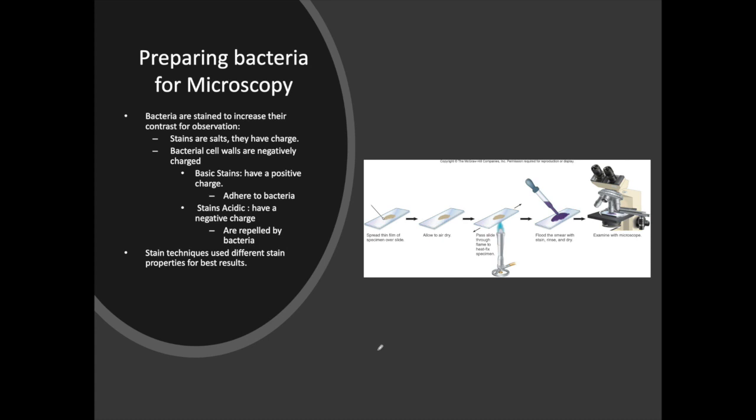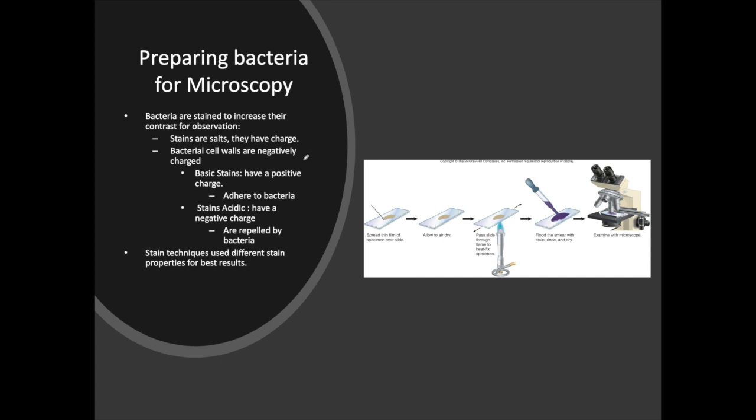Now, in order to see all of these microorganisms, we have to prepare them for microscopy themselves. And so bacteria are stained with color, or in the case of electron microscopy, they're stained with heavy metals, but they're being stained in order to increase the contrast so we can actually see these microorganisms. They're clear. Stains are salts, so they have a charge, and bacterial cells are negatively charged.